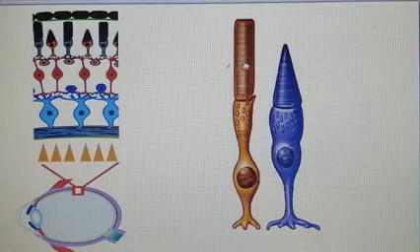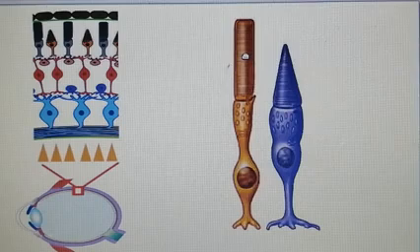What is the function of rod cell? Helps to see object in dim light. These cells cannot detect colors. Rod cells cannot detect different colors like red, green, yellow, etc.